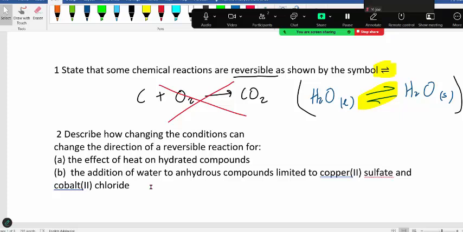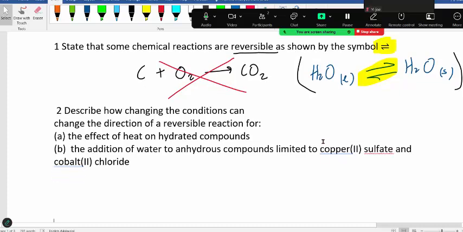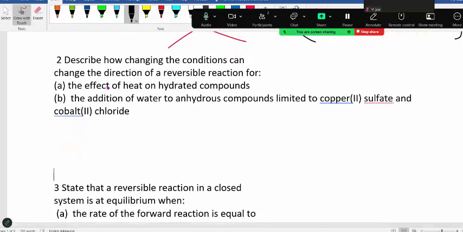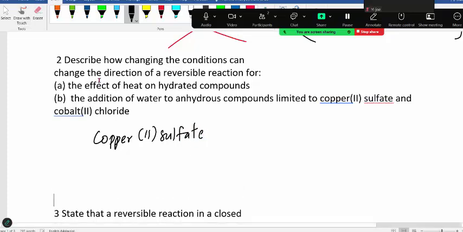Okay, ready? Your two best friends that you're going to learn today are called copper 2 sulfate and cobalt 2 chloride. Okay, so let's start with copper 2 sulfate. The formula is CuSO4.